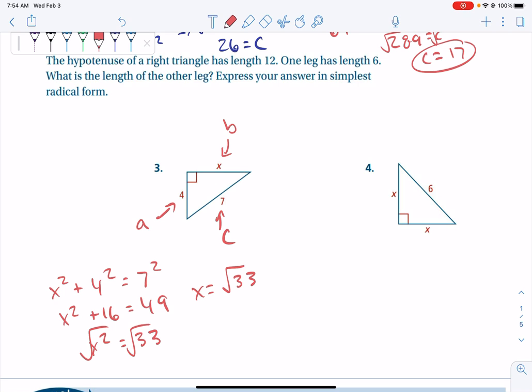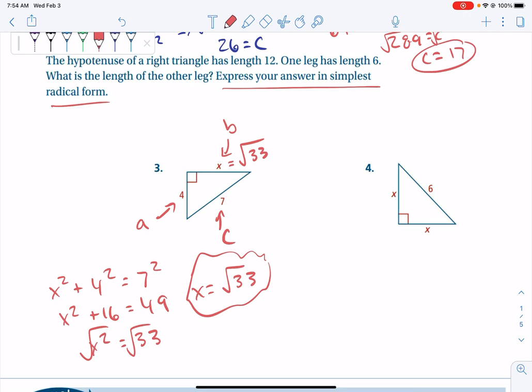So on this one, it says to express your answer in simplest radical form. Radical form means leave it as a square root. That's what radical form means. It doesn't want an ugly decimal. It wants you to just say x is root, whatever the square root of 33 is.